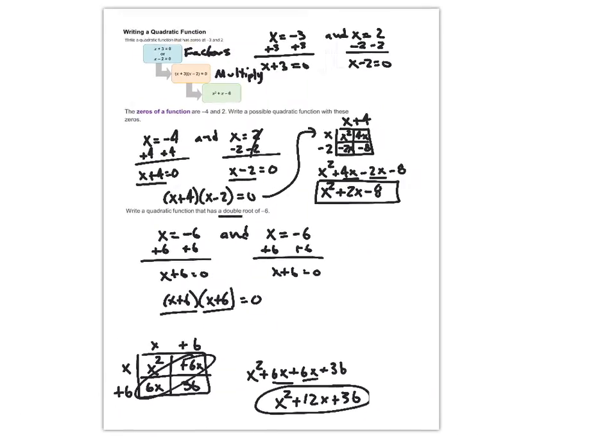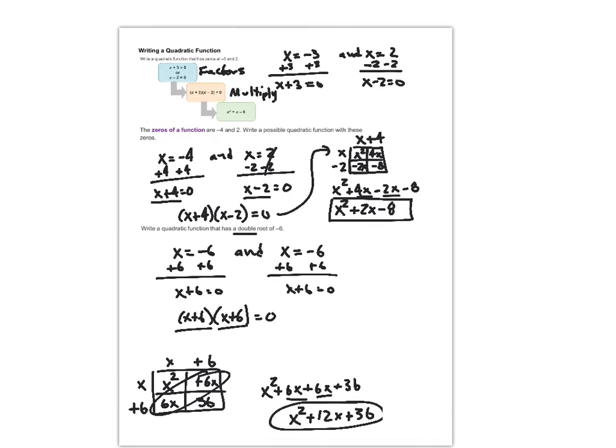All right, so that's the idea. Not too terrible, and you can also check these graphically. Whatever you get as a result, plug these into Desmos and make sure that you get these values as roots. Make sure that you get a double root of negative 6. The only place where this one should cross is at negative 6.